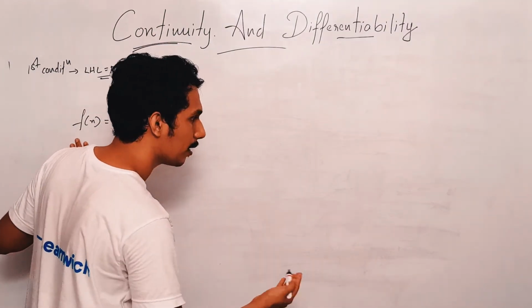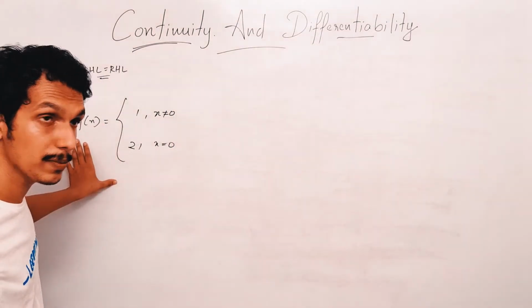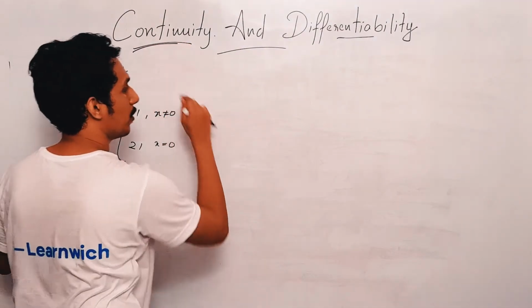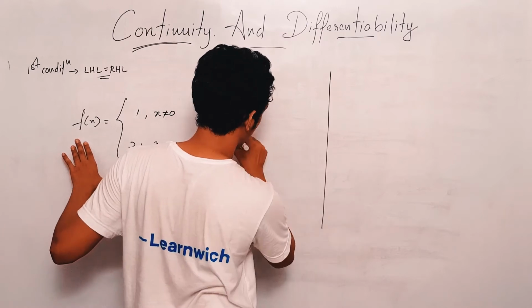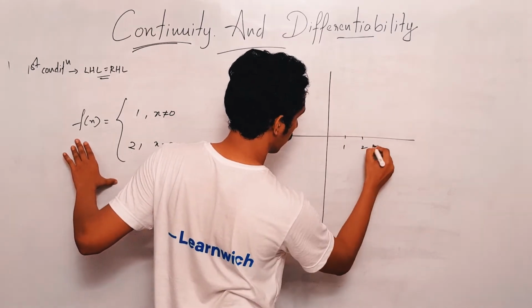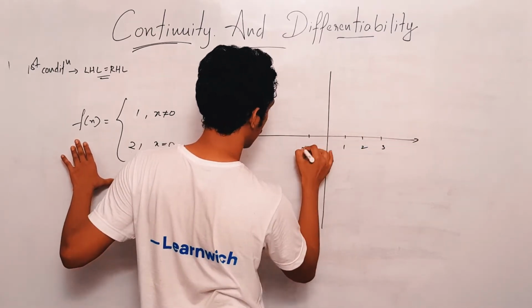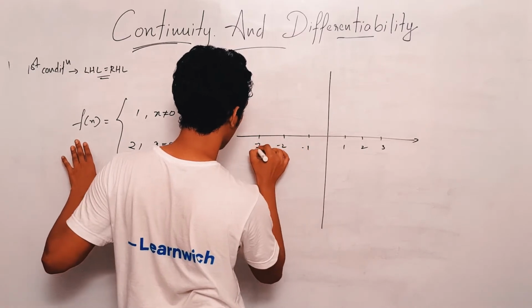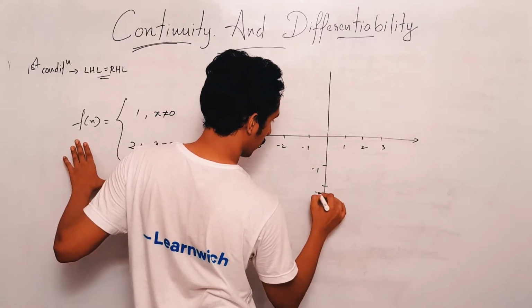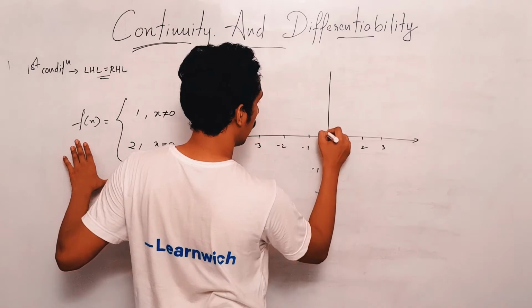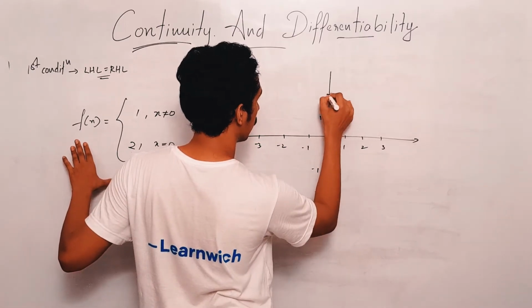So for making you understand continuity, what do we do? How do we check continuity? We'll just draw a graph for this function. This is 1, 2, 3. This is minus 1, minus 2, minus 3. This is minus 1, this is minus 2, minus 3. It is 0, this is 1, this is 2, 3.